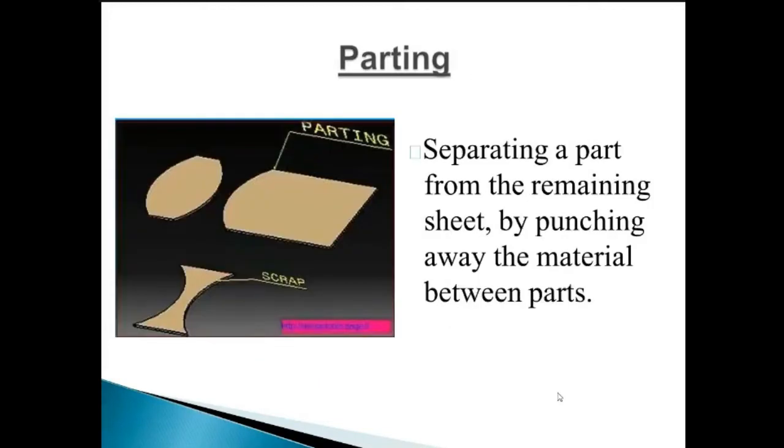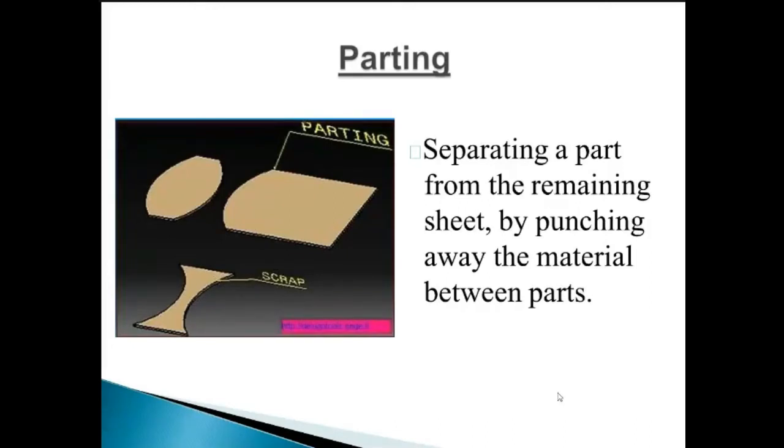Then the next process, the parting process. If you look at the figure, this is the figure of parting. We have to separate two different parts. At that time we do a parting operation, separating a part from the remaining sheet by punching away the material between the parts. In the figure, there are two parts from the single sheet metal, and the remaining part is called the scrap. In the lower side, there are three parts. In that case, one part is separated out, the second part is your parting, and the third part is your scrap.